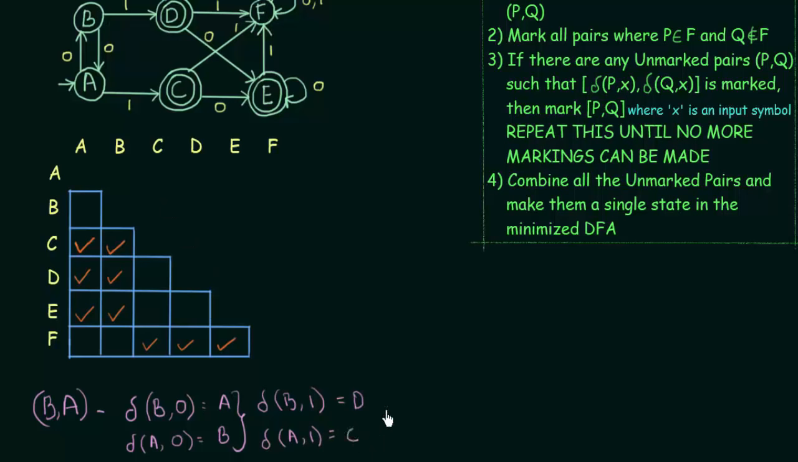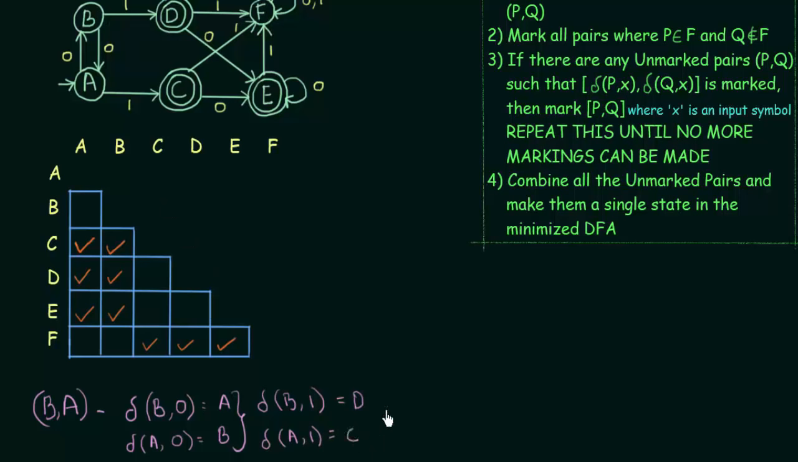So if you look at this carefully, you can see that D is going to F, C is also going to F, and E is also going to F on getting input 1. So I can say that on getting input 1, they go to F, and F stays in F itself on both inputs 0 and 1.